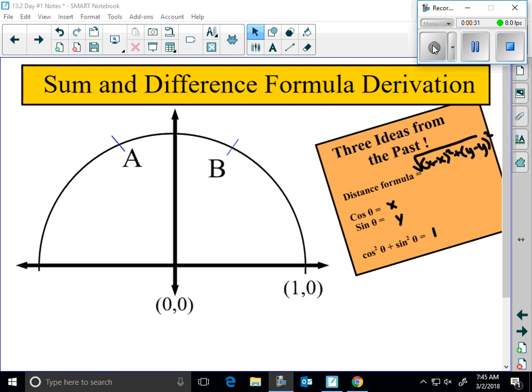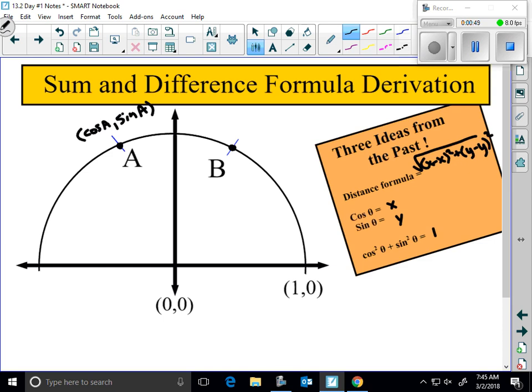All right, so here I have 2 points, A and B. This point A and this point B on the circle, right? It's a unit circle with a radius of 1. The x value would be cosine A. The y value would be sine A. As I move over here to B, this would be cosine B, comma, sine B.